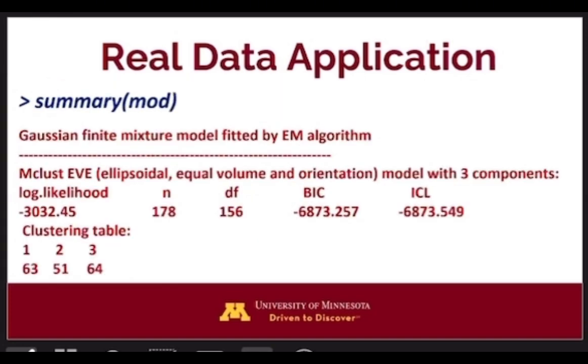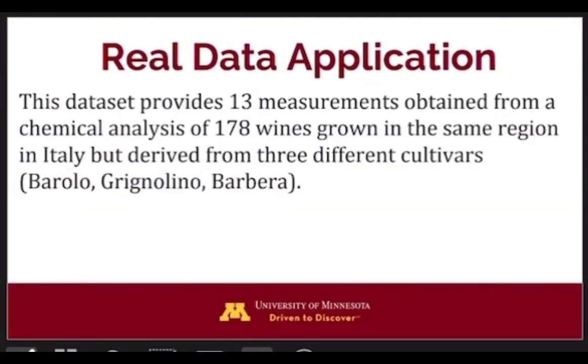Oh my God, this is what I have. You know what it's trying to tell me now? My Gaussian mixture model correctly predicted the number of clusters. We knew from day one that there were 3 clusters, right? The Barolo, the Grignolino, and the Barbera. We knew from day one, but we removed that from the data set.